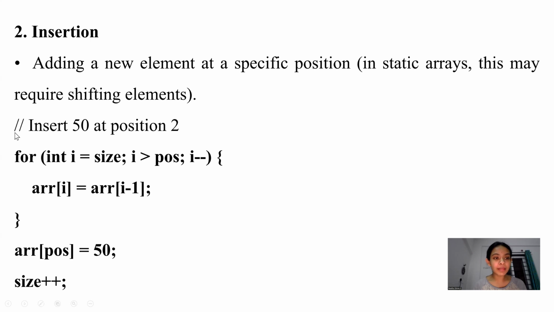So here we have taken an example: insert 50 at position number 2. The code that we have taken is for int i = size, i greater than position, i--, array[i] = array[i-1]. Firstly, we are making up a space and then we are going to add a new element. At array[position], that is position number 2, I am going to insert 50 and then I am going to increment the size by 1. That is about insertion.